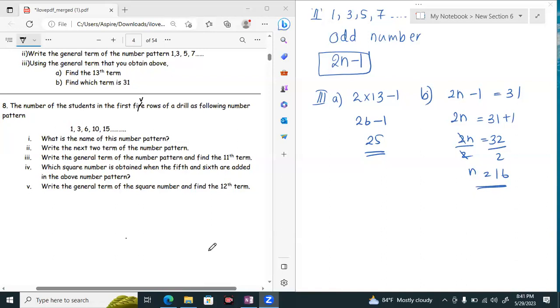How do we obtain the next two terms? Next two terms mean we have to find the sixth term. To find the sixth term, you have to add. What do we have to do? Here you have to add the 8. First one is a triangular number pattern.